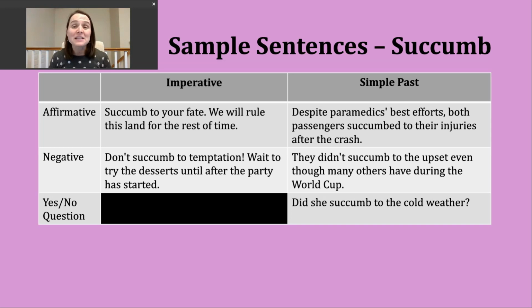Now let's talk about the simple past tense. We use this verb tense to talk about actions that are completed at some known point in the past. To make an affirmative sentence, we're going to start with our subject, then we're going to use the ed form of our verb. Let's take a look at another example sentence. "Despite paramedics' best efforts, both passengers succumbed to their injuries after the crash."